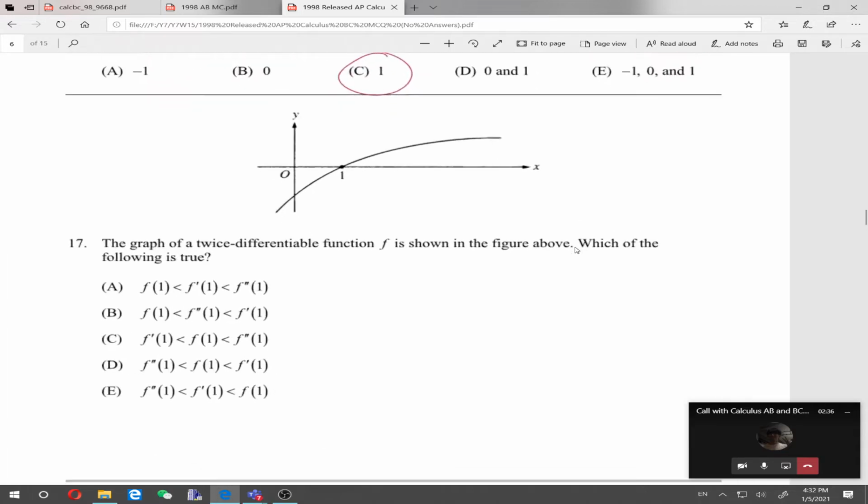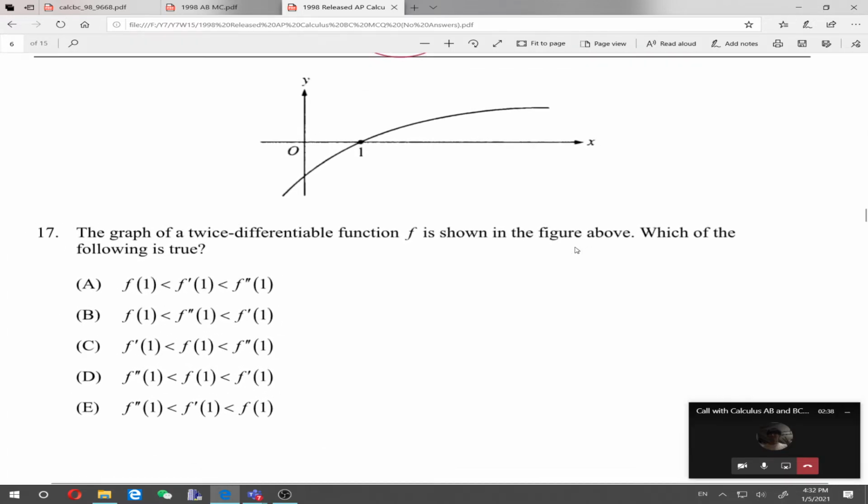So I'm going to go ahead and start with Jin then, because I think this one can work for AB or BC. So starting at 17, we've got a twice differentiable function shown here. I want to know which of the following is true. So I'm relating my y value to the derivative to the second derivative.